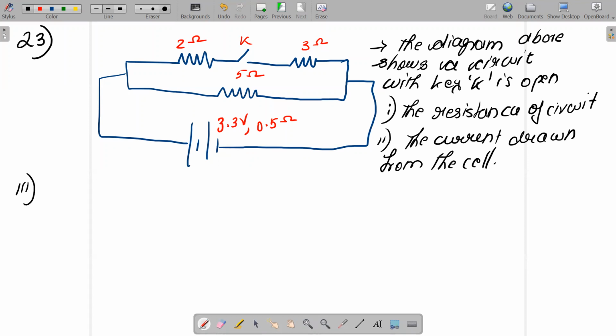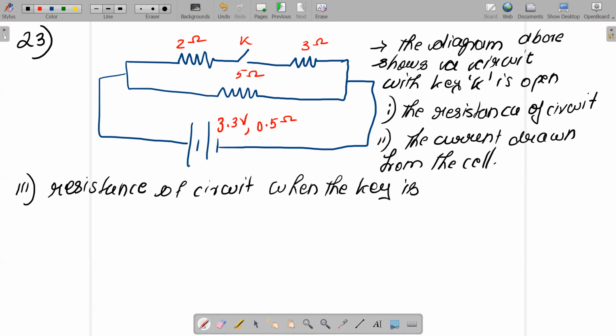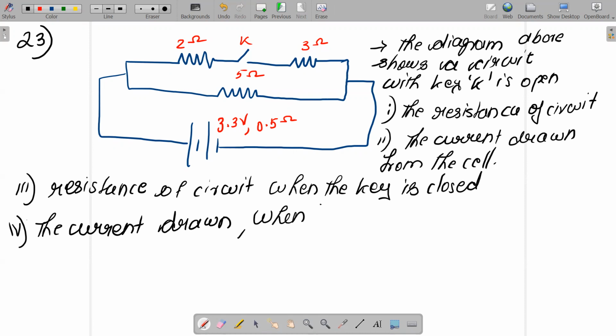Third one: resistance of the circuit when the key is closed. Fourth one: you should find the current drawn when the key is closed. So in the first and second, they didn't mention whether the key is open or not, but in the third and fourth they mention it is closed. That means the first two are open only.